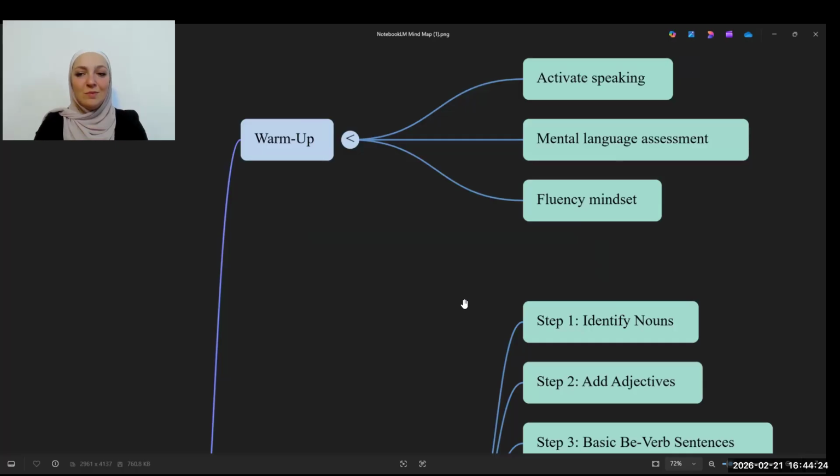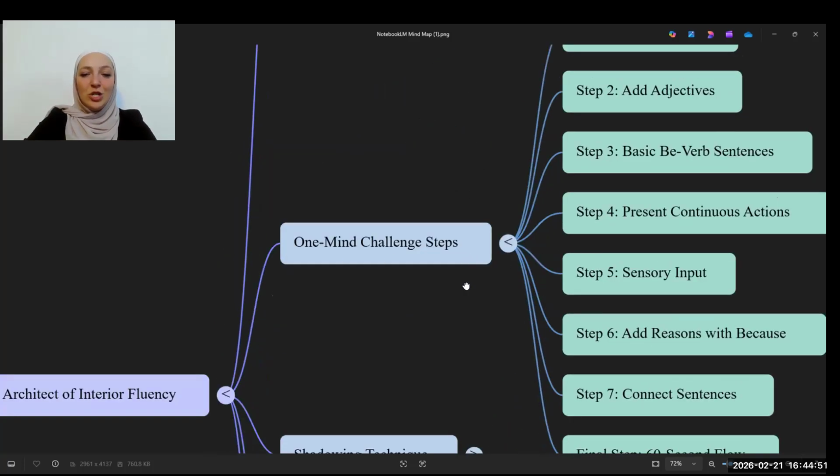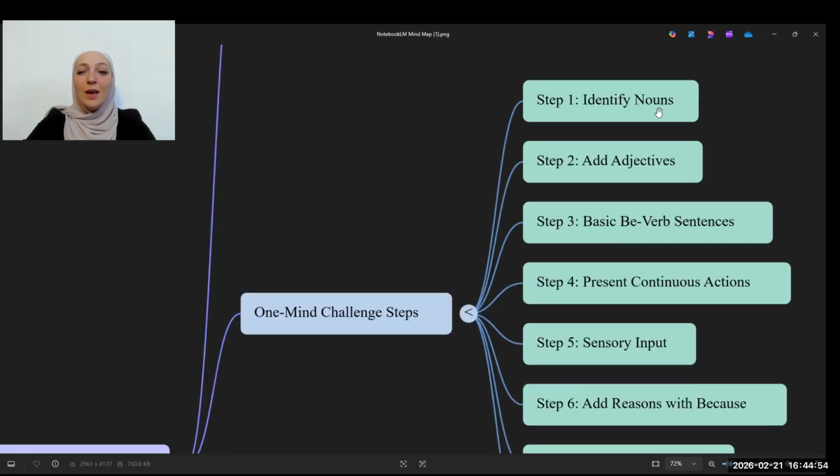Mental language assessment is recording myself. Fluency mindset: I want to have that mindset, so I will start only thinking and naming things around me in English, trying to connect everything in English so I don't have to go back and translate and do the whole loading of the translation process. Then we're moving on to the one mind challenge steps, and those are the steps.